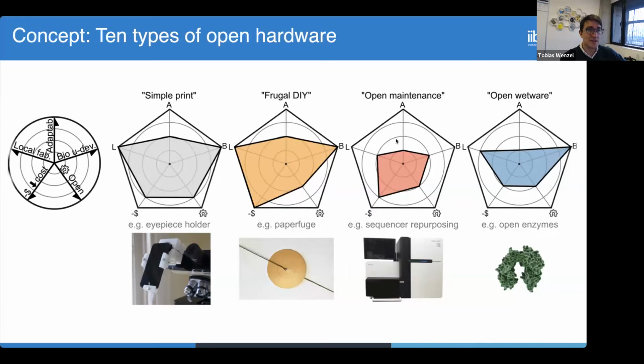Now let's go to the next point, open maintenance. For example, there has been a really interesting paper, I think last year, about repurposing the HiSeq DNA sequencing machines. Those cost, I think, over €1 million to buy this equipment. It's really fancy equipment. But because DNA sequencing is done in so many places, they are available in many places, and they have been taken out of service by Illumina. So you have this expensive machine, but you can no longer really use it, and it's not maintained.